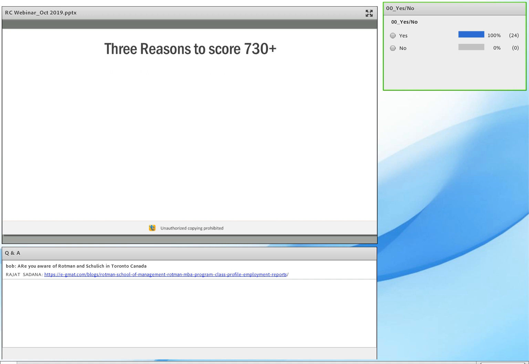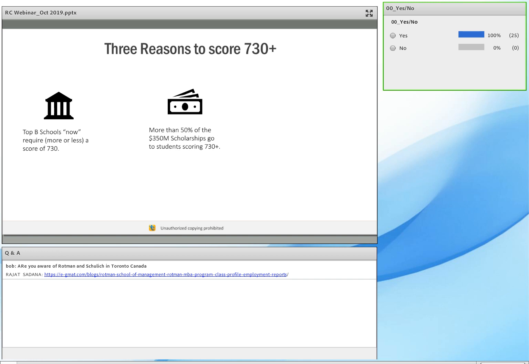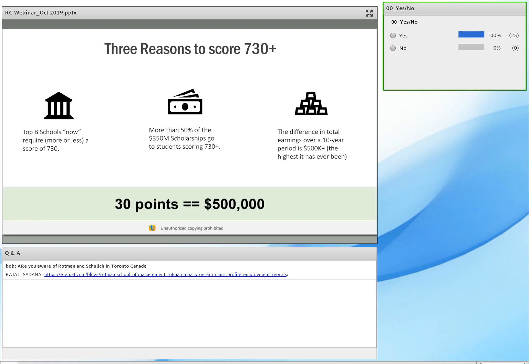Okay. So again, I just want to remind you of the 3 reasons to keep your eye on the aim. Top B schools now require more or less a score of 730. You can get the majority of the scholarships that are given to students who score above 730, and the difference in the salary over a 10-year period by getting an MBA from a top B school versus a second-tier B school, okay, it's really very stark. So you need that 30 points, that 700 to 730 difference can lead to $500,000 worth of ROI.